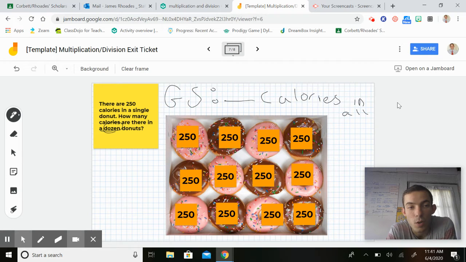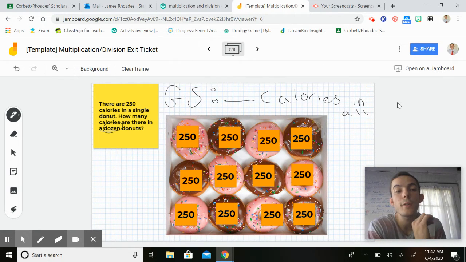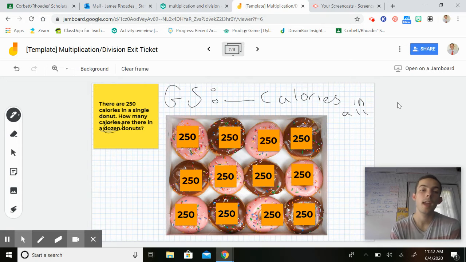Hi, everybody. So we're going to go ahead and practice a couple of the harder problems on the exit ticket for this week. Okay. So this one here says there are 250 calories in a single donut. How many calories are there in a dozen donuts? What you are going to do is rewrite that question as a goal statement first.